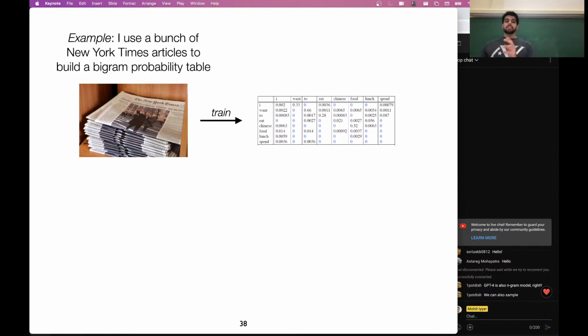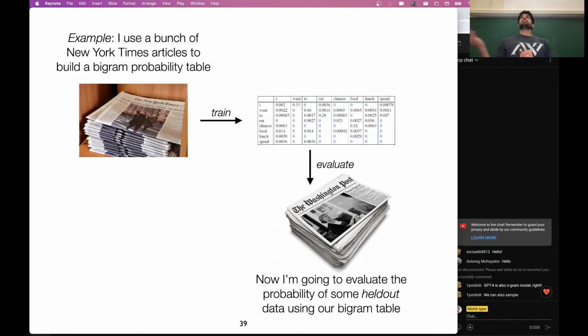And here's an example. Let's say that bigram table from before, I estimated it from a bunch of New York Times articles. So my training set in this setting is the New York Times. Now I get all of those counts and probabilities, and I want to use that language model and evaluate it on new data. So maybe I'll take articles from the Wall Street Journal, right? These are different than the training data set. Let's see what probability the language model actually assigns to these Wall Street Journal sentences.